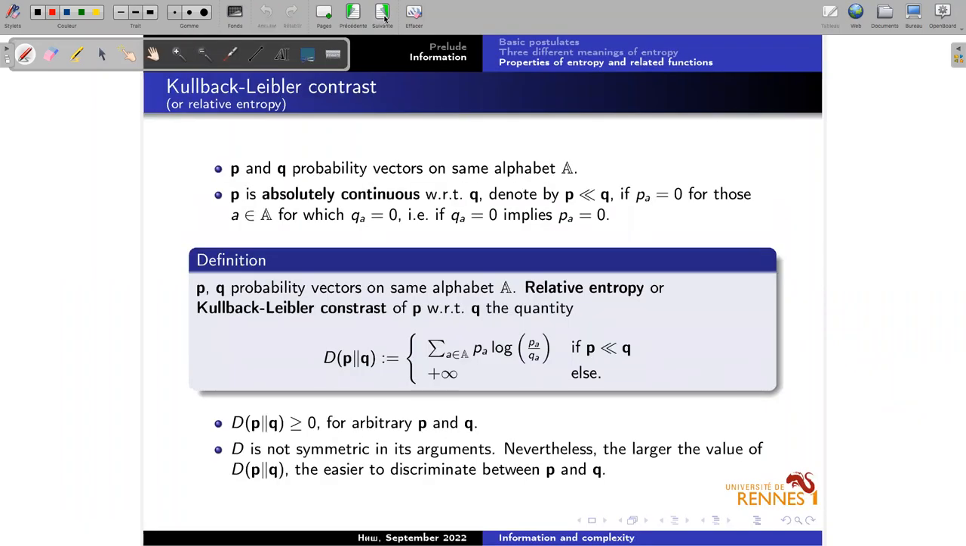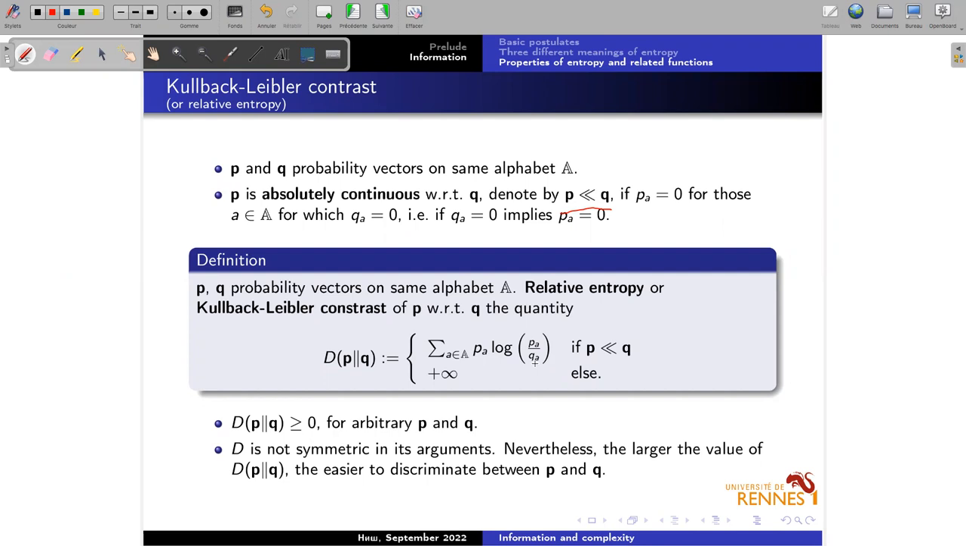Now another quantity we can define with respect to entropy is what is called Kullback-Leibler contrast, or relative entropy also. If P and Q are probability vectors on the same alphabet, P will be absolutely continuous with respect to Q, we write like that, if whenever Q_a is equal to 0, then P_a is equal to 0. That means that this ratio P_a over Q_a is well defined. You have no division of a positive number by 0, which would give you an infinite term.